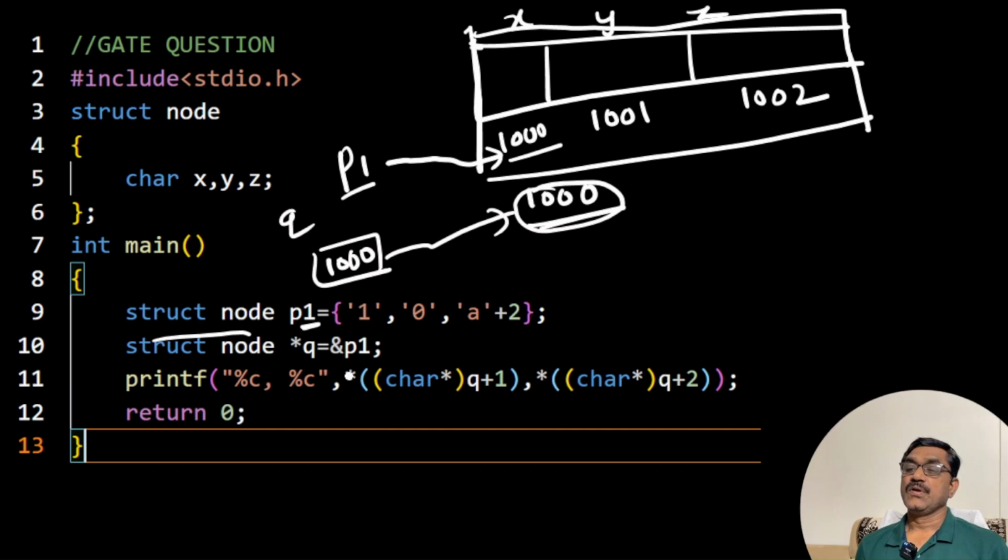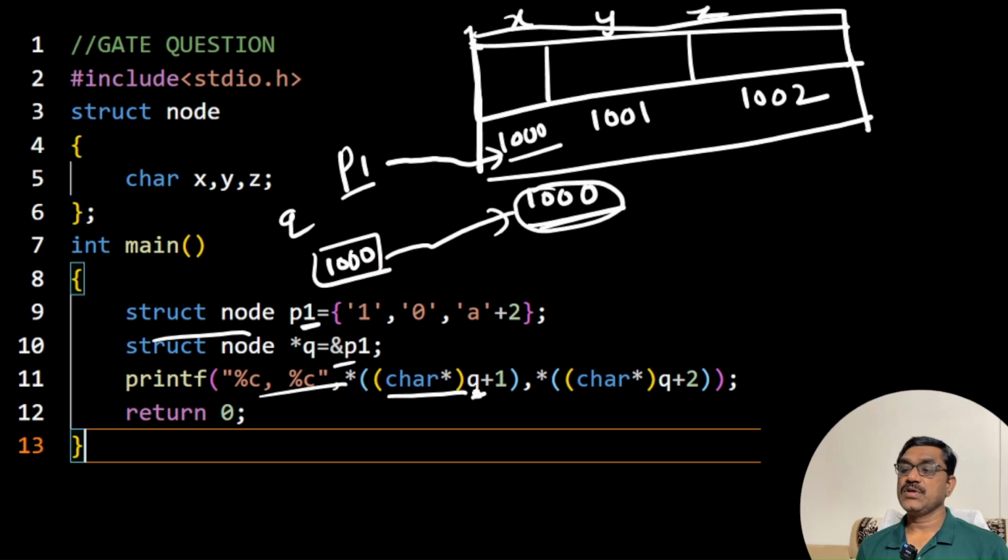Now, here we are storing the address in Q. Now, printf %d %d. So, before printing these values, let us go through this. Now, first you take Q. Q value how much? 1000, outer 1000.